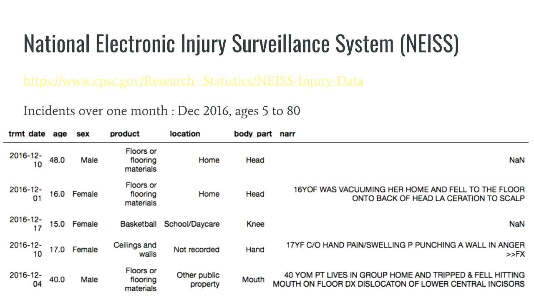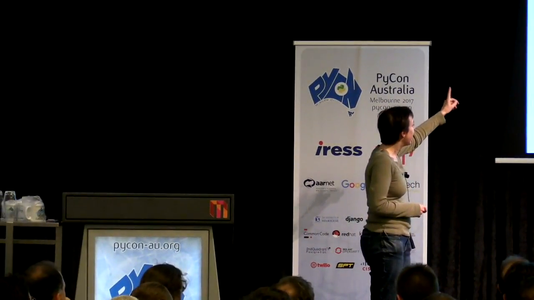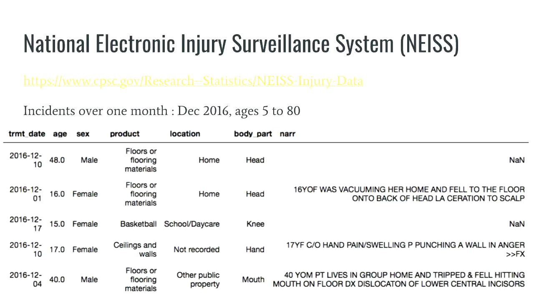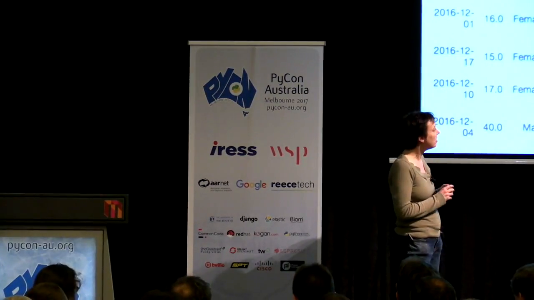Every row is an incident, an injury incident, and these incidents get reported. What product was involved in the injury is kind of the point of the database. So you can see we've got the age of the patient, their sex, the date it happened on, the product. So there's the floor, there's basketball, there's ceilings and walls, where it happened, what body part was injured.